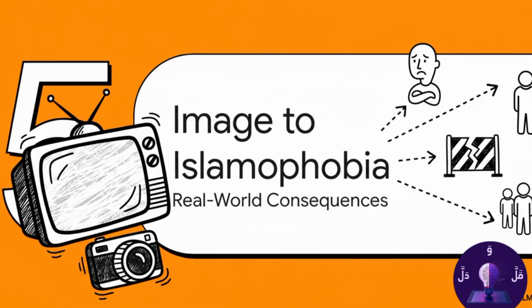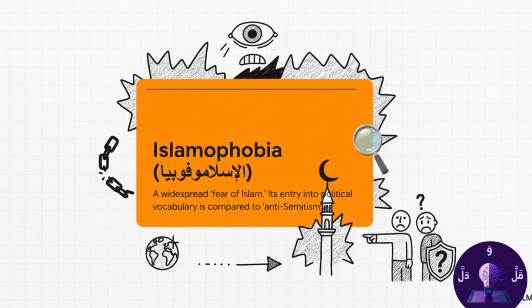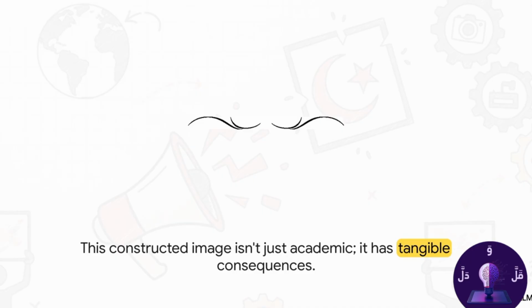And this leads us to the final, crucial step in this analysis. Because according to the sources, this manufactured image doesn't just stay on our screens. It bleeds into the real world, contributing directly to a much wider and more dangerous social phenomenon. And that phenomenon is Islamophobia. The research defines it as a pervasive fear of Islam and makes a powerful comparison, noting that the term has entered our political language much like the term anti-Semitism did in a previous era, marking a very specific and deeply rooted kind of prejudice. And the sources really stress this isn't just an academic debate. Turning a diverse faith of over 1 billion people into a single, threatening caricature has tangible, real-world consequences.